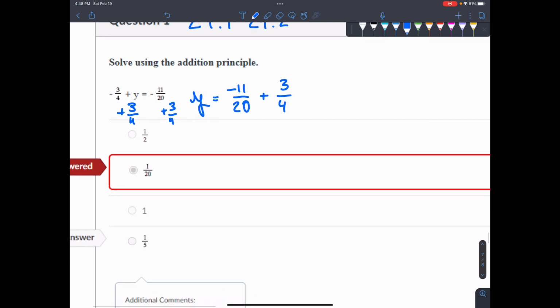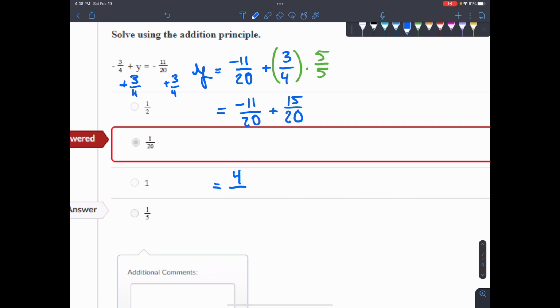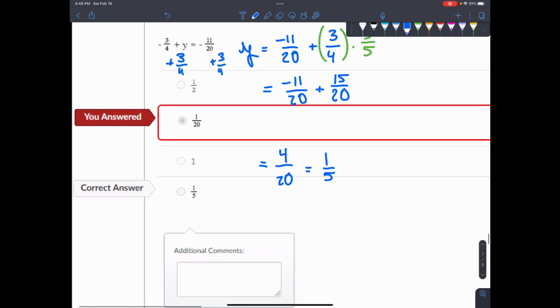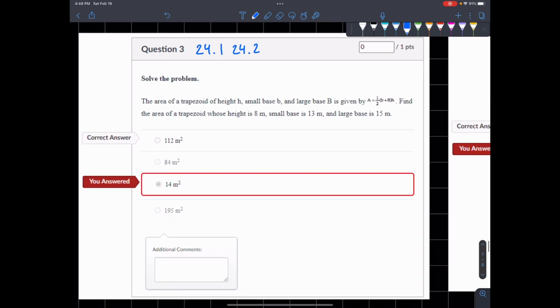Perfect. If we want to add two fractions, we have to make sure they have common denominators. I think the easiest way would be to multiply this side by 5 over 5. Perfect. We then get negative 11 over 20 plus 15 over 20. This then becomes 4 over 20, and this reduces down to 1/5, which is this answer right here. Perfect. Moving on to 24.1, 24.2.